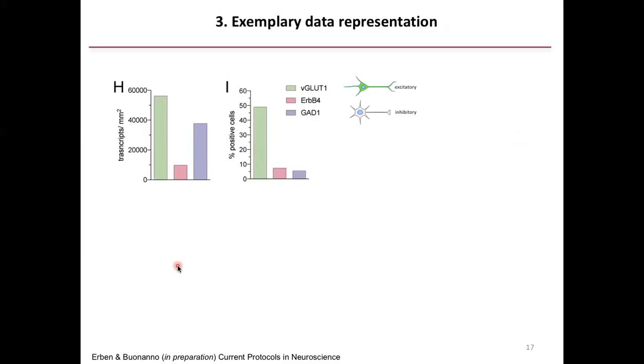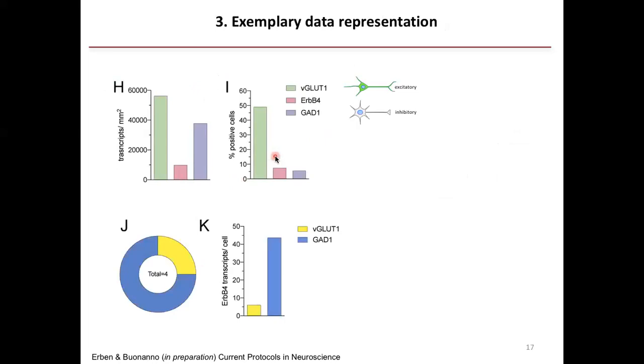So finally, I want to show you some possibilities of how to represent the data. I usually look into transcript levels per area and the percentage of positive cells per all cells. In this cortical example, the excitatory marker VGLUT1 in green is of course expressed at highest levels. Next, I looked into the subpopulation of the ErbB4 positive cells and found there were 4 ErbB4 positive cells, of which 3 were also positive for the inhibitory marker GAT1. Per cell, ErbB4 transcript levels were much higher in these inhibitory neurons compared to the excitatory neuron positive for ErbB4.